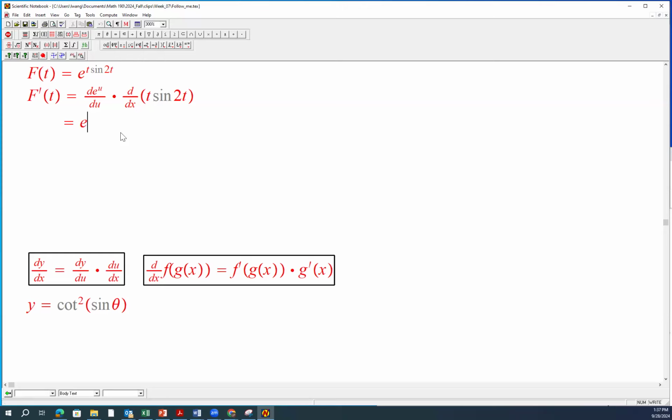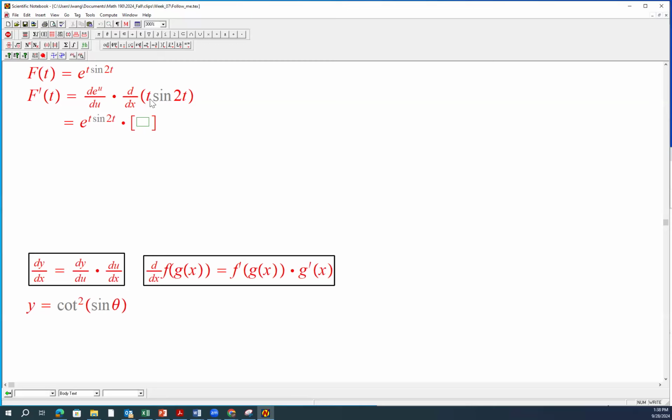Okay, the derivative of e to the power u is the same as e to the power u, and you just replace u by what u was. Parentheses are not needed. And then we're differentiating this product, okay? The dot is optional, but I put it there just to leave space.